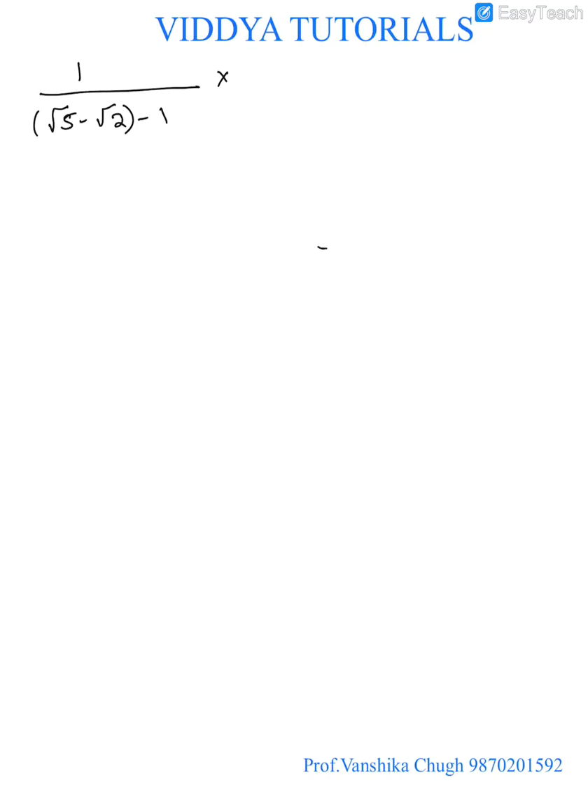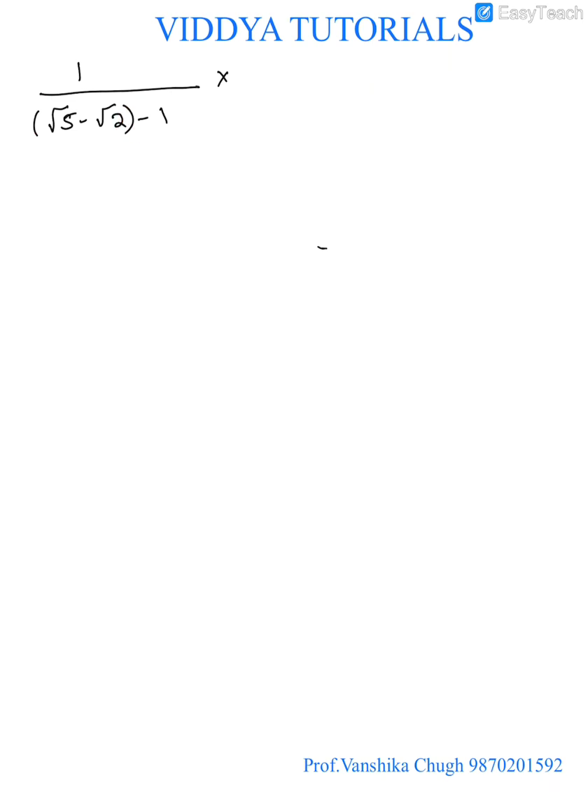Students, in this video I will teach you all how to rationalize when there are three terms in the denominator. So you can see there are three terms, root 5 minus root 2 minus 1. Now to rationalize this, I will first put the first two terms in a bracket. So this will be treated as one term.